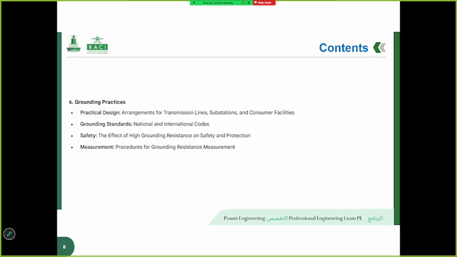Then a key topic will be the effect of high grounding resistance on safety and protection. I will explain how improper grounding can lead to dangerous conditions and equipment damage. So finally, we will go over the specific procedure for grounding resistance measurements to ensure that system grounding is effective and meets all safety requirements.